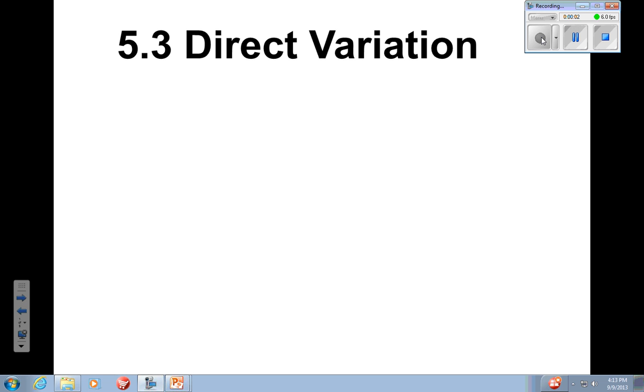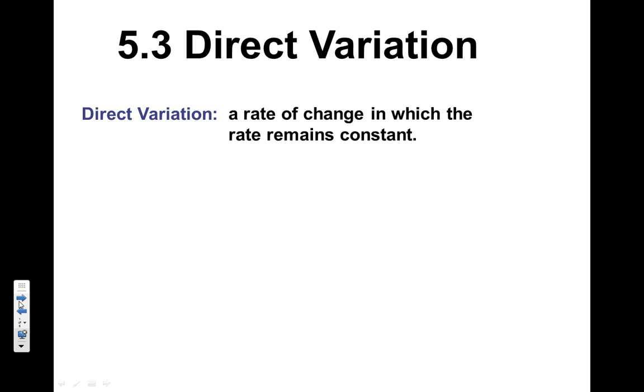Today we're doing lesson 5.3, direct variation. First we have to define direct variation, so I want you to put the video on pause and get out your textbook and look up the definition for direct variation. You'll see that it is a rate of change in which the rate remains constant.